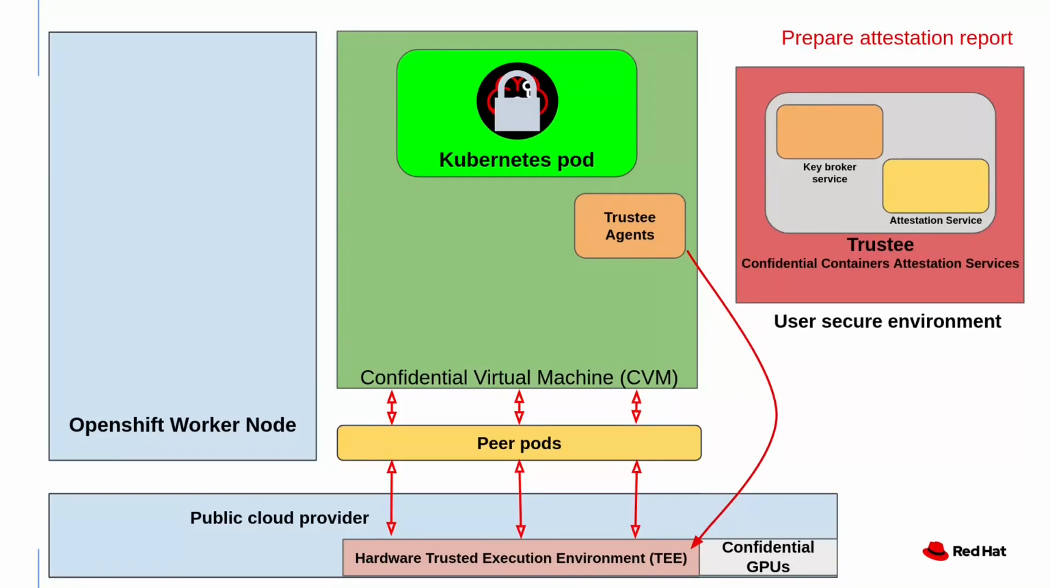The Trustee agents collect measurements from the CPU and the OS software, but also from the GPU and its drivers, to make sure that the whole setup has not been altered and the hardware effectively encrypts the memory to prevent anyone from reading it. The measurements are then collected in what is called an attestation report, and then the report is sent to the Trustee.